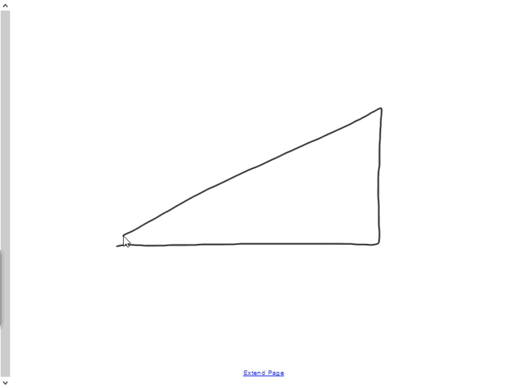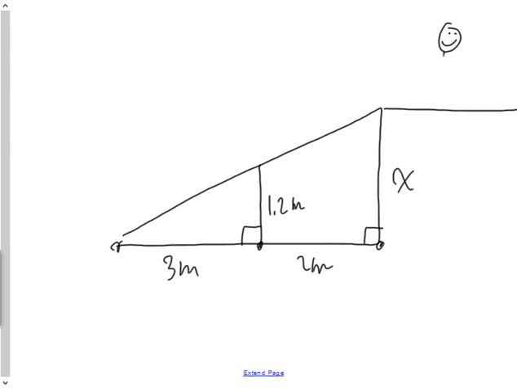Question number 12. So Sam built a ramp. So there's his ramp. And he put a support beam of 1.2 meters right here. So this is at 90-degree angles, and this is at 90-degree angles. And the distance from this edge of his ramp to the support beam is 3 meters. And the distance from his support beam to the other wall is 2 meters. And it says, how high is the loading dock? Okay, so X, how high? So this is the loading dock here where people are standing.